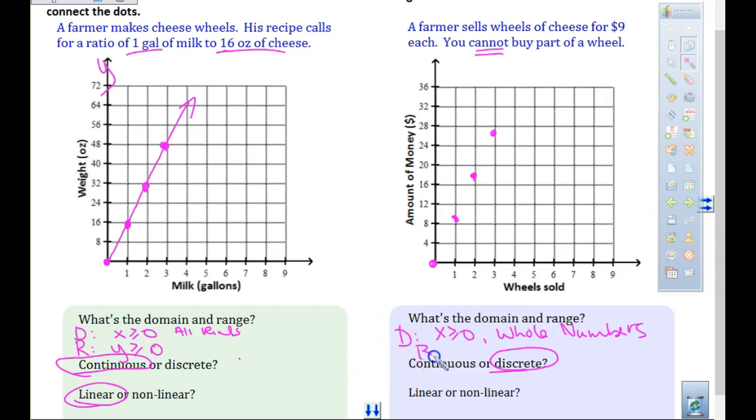And our range. If we are looking at the range of prices, again, we would say y is going to be greater or equal to 0. Because you could sell nothing. No one buys your cheese, right? So you have nothing. And again, these are all going to be, since 9 is a whole number, whole numbers. Okay, does that make sense? Yeah. We're looking at that, okay? And linear, nonlinear. Linear. Okay? So discrete, because we can't have fractions or decimals of it, and then linear.